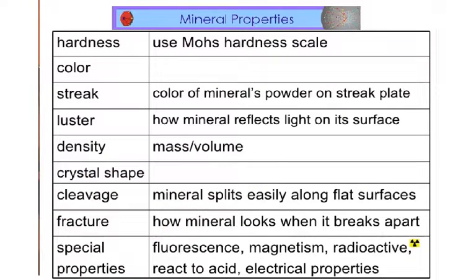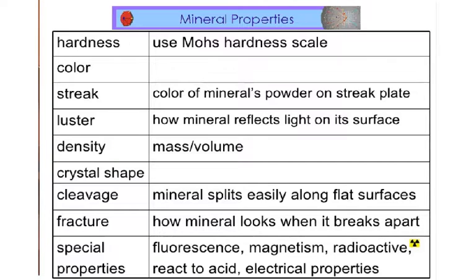All minerals can be identified using the following different properties: hardness, color, streak, luster, density, crystal shape, cleavage, fracture, and different special properties the mineral may have. For hardness, we're going to look at a different scale called Mohs hardness scale, but basically it's a mineral's resistance to being scratched.